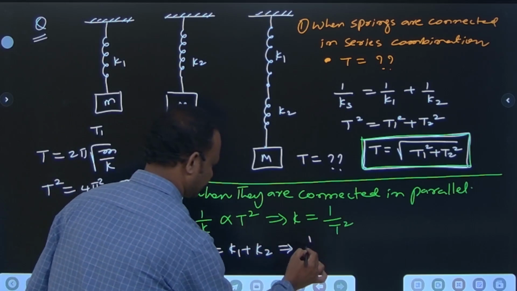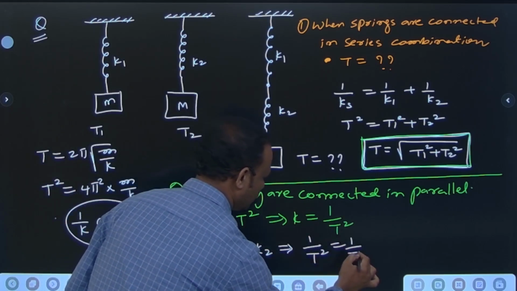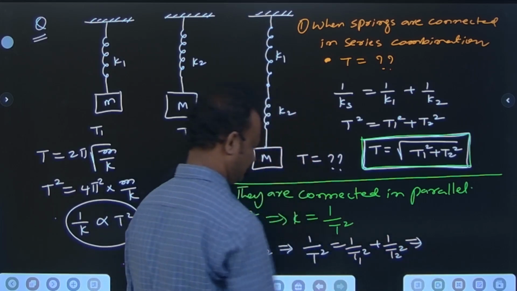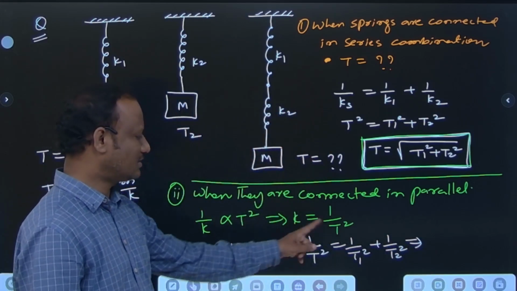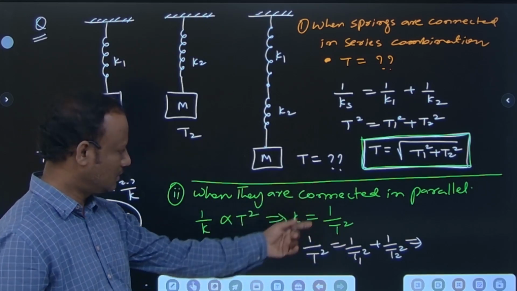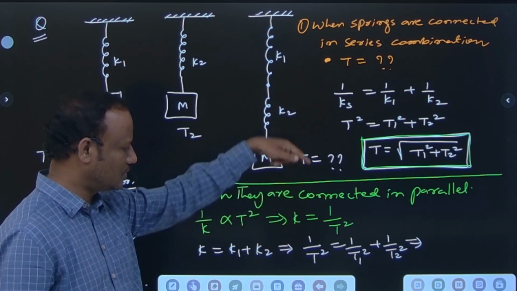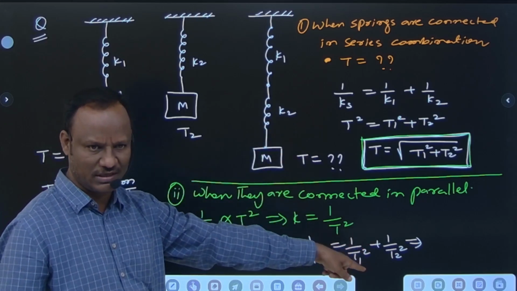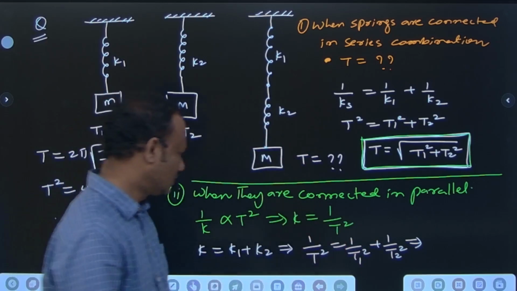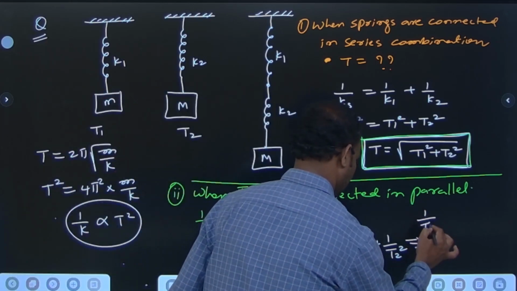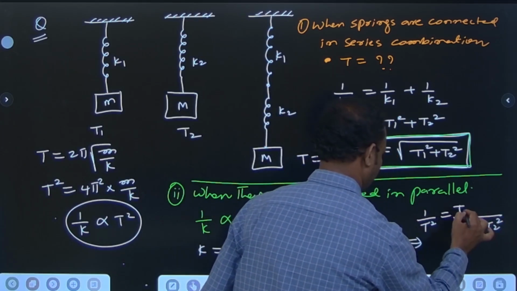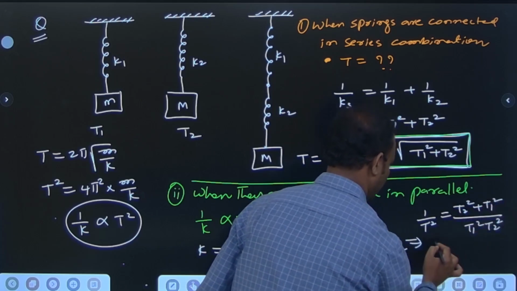K is 1 by T square, 1 by T1 square, 1 by T2 square. Then 1 by T square is equal to 1 by T1 square plus 1 by T2 square. LCM is T1 square, T2 square. So 1 by T square is equal to T1 square plus T2 square by T1 square T2 square. Correct? Then T is equal to what?